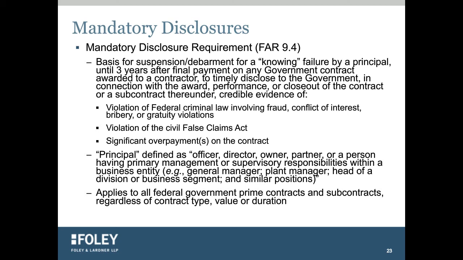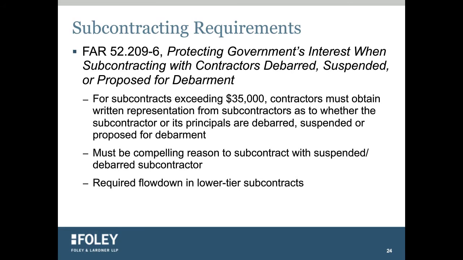There are also a number of subcontracting requirements you should be aware of, and I'll touch on some of those now. The FAR prohibits contractors from entering into subcontracts in excess of $35,000 with subcontractors who have been suspended or debarred. So as a prime contractor, you're required to obtain written representations from your subcontractors as to whether at the time of subcontract award they are debarred or suspended, or their principals are debarred or suspended. And this requirement should be flowed down. So if you're a subcontractor, you should require your lower-tier subcontractors to provide similar written representations.